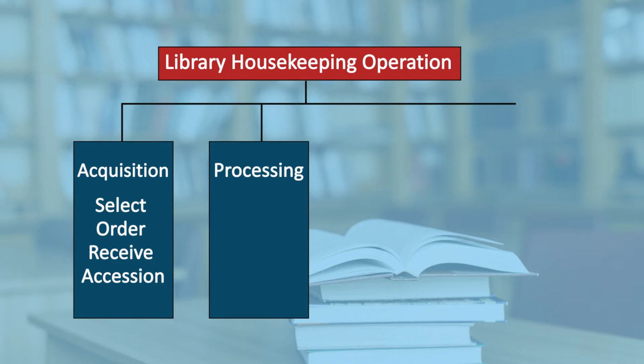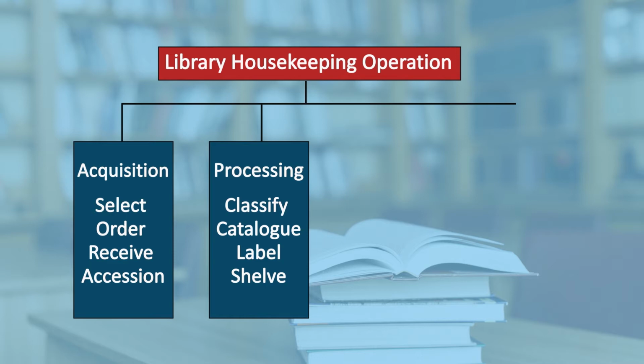Now the processing section again has 4 basic procedures. After receiving this particular set of documents from the acquisition section, they need to classify it, catalog it, label it, and finally shelve it. So in the processing section we are basically making documents ready for utilization by the end user. So first is classify, second is catalog, third is labeling, and fourth is shelving. Now when shelving is done, your processing activities are over.